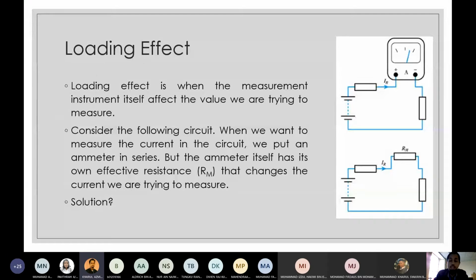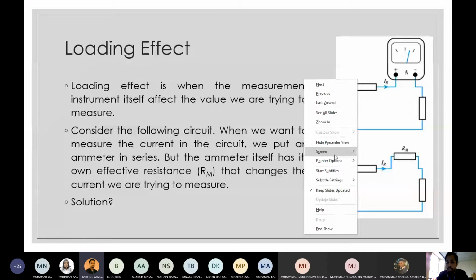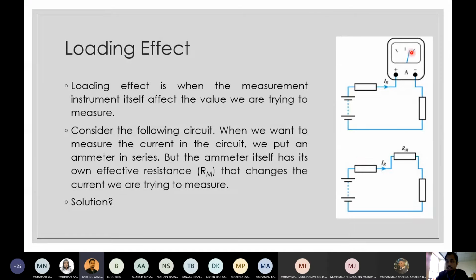A simple example is shown in the figure here. This example is when you want to measure a current flowing in a circuit. So let's say the current has these resistors here or these elements here. So you want to measure the current. But actually, the ammeter itself also has resistance. So RM here is the abbreviation for the meter resistance. M stands for meter.